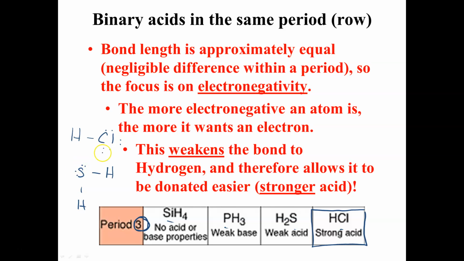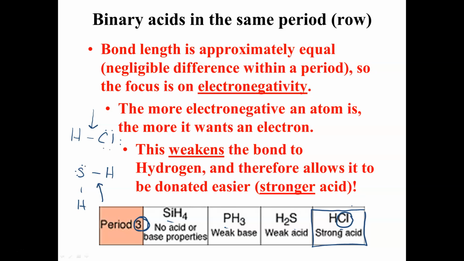Okay, the bond length here is about the same. I know the bond length for HCl is a little shorter, but again, it's a negligible difference here. Since the bond length is about the same, we have to look at electronegativity. So you know that chlorine has a higher electronegativity than sulfur does. Chlorine's one of the top three, all right? It's in that halogen group, so it wants electrons pretty badly.